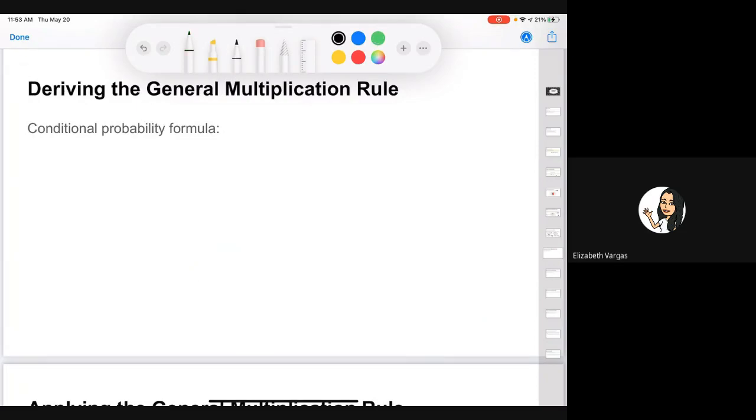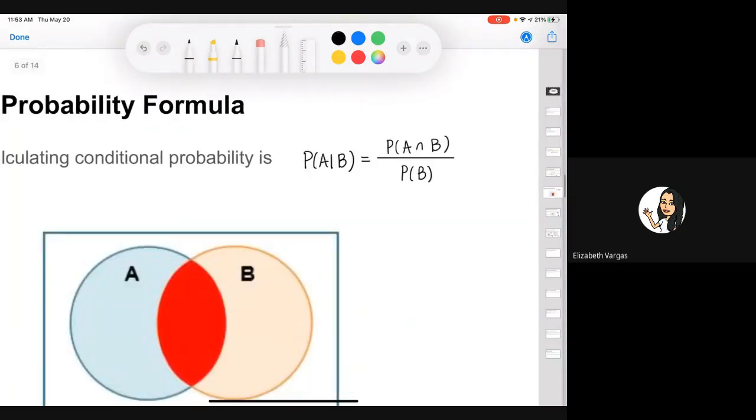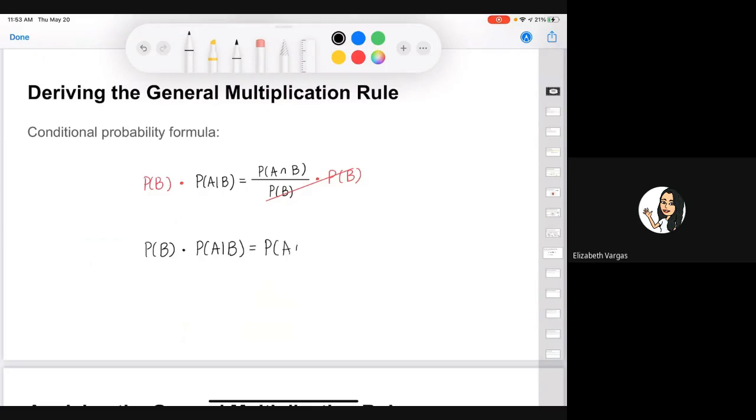So we're also going to look at the general multiplication rule. This one's pretty straightforward. Basically, we take this conditional probability equation that we have, and we can create another equation out of this, which, if we multiply by the probability of B on both sides, gives us this equation right here, that we can use to solve for the probability of A and B occurring.